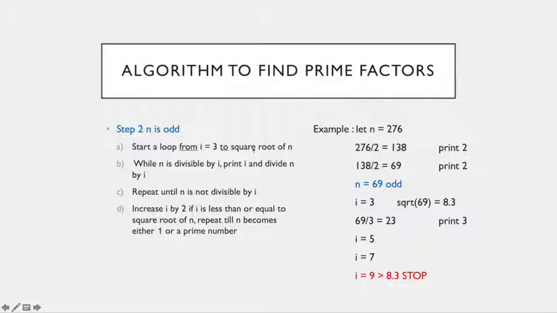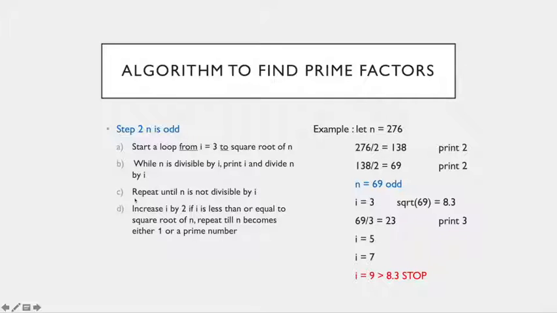Step 2 deals with the odd number. From the previous step, we have n equals 69, which is an odd number. So we will start a loop from i equals 3 to the square root of n, which is 69. The square root of 69 is 8.3. Inside this loop, we are going to divide 69 by 3. You get 23, which is a whole number. So that means we are going to print 3 in this case.